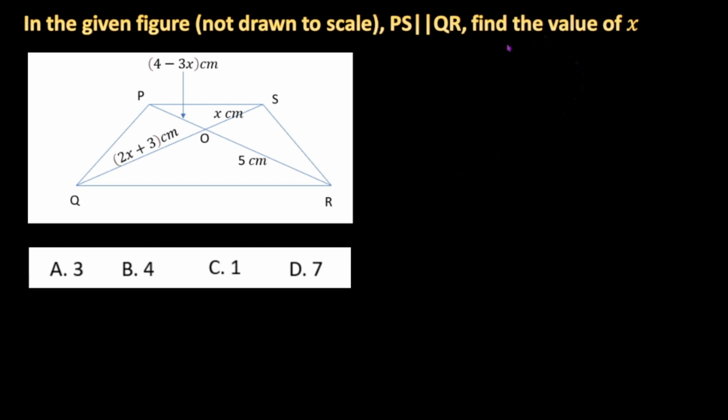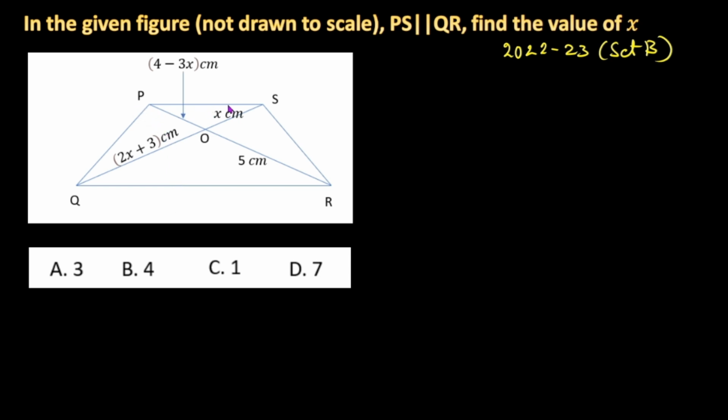This problem is given in the International Mathematics Olympiad Class 10 2022-23 paper. It's a set B paper. While doing this problem, it's easy to do, but the explanation will take 2-3 minutes extra. So what is given here?